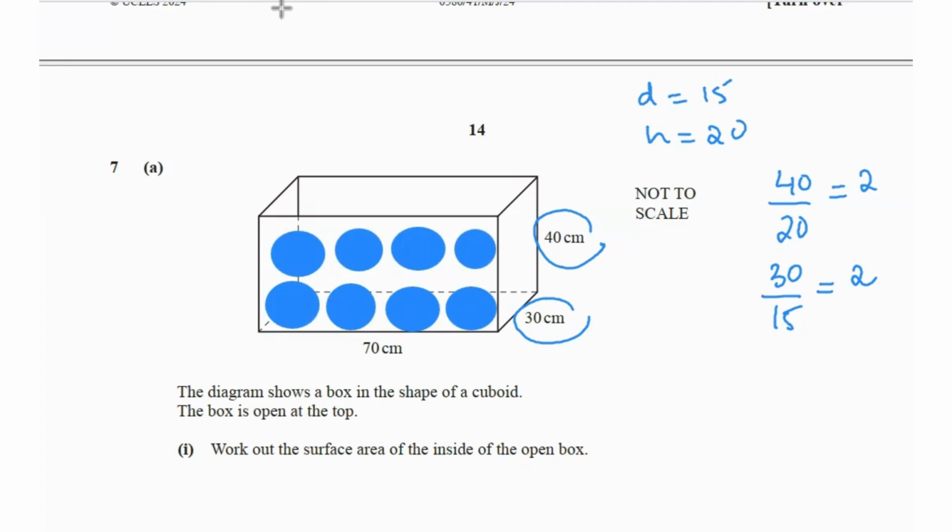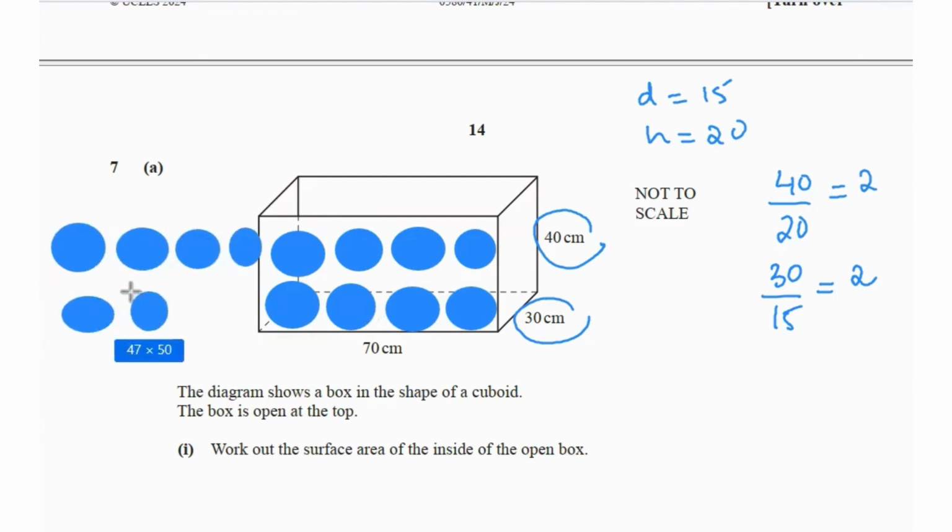So 2 rows, 2 columns. There's going to be another line after that, so there's this line and there's another at the back. So that's going to be another 1, 2, 3, 4. 1, 2, 3, 4. So in total, we have 16. So 16 is the maximum number of cylinders that we can fit inside the box.